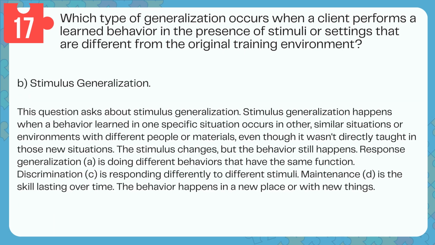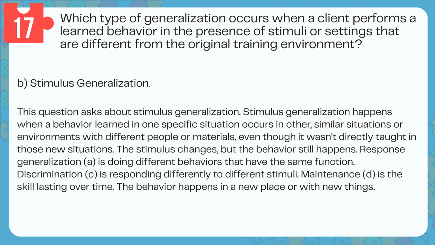Answer: B. Stimulus generalization. This question asks about stimulus generalization. Stimulus generalization happens when a behavior learned in one specific situation occurs in other similar situations or environments with different people or materials, even though it wasn't directly taught in those new situations. The stimulus changes, but the behavior still happens.